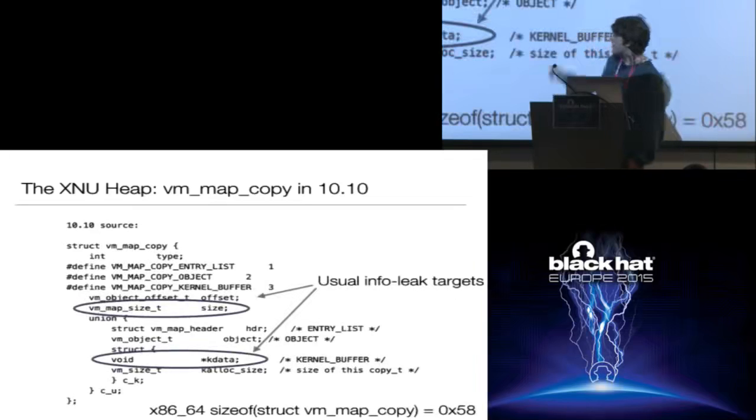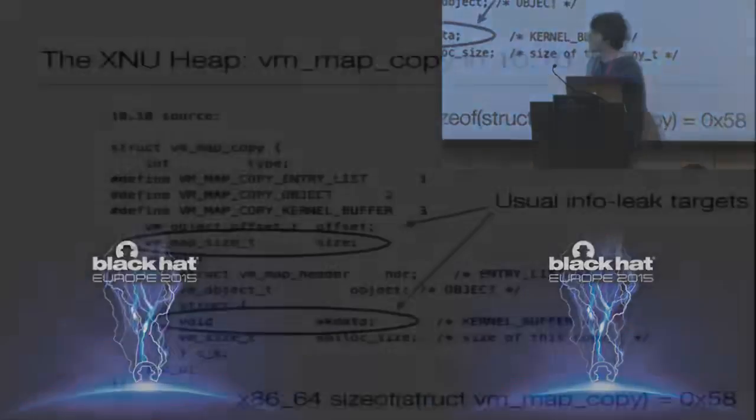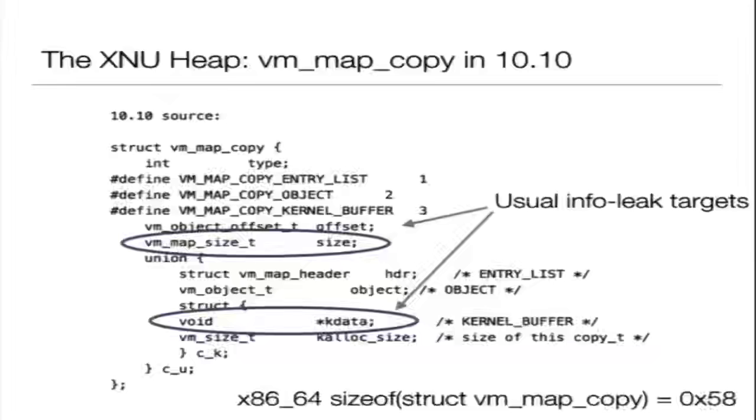This is the structure before El Capitan. As you can see, there is a size, there is a pointer to the data, and there is also the kalloc size, which is used to free this structure. So if you have a heap buffer overflow, you can just corrupt the size or corrupt the data pointer to do arbitrary info leaks.